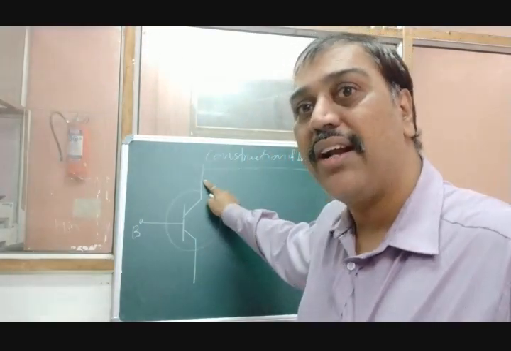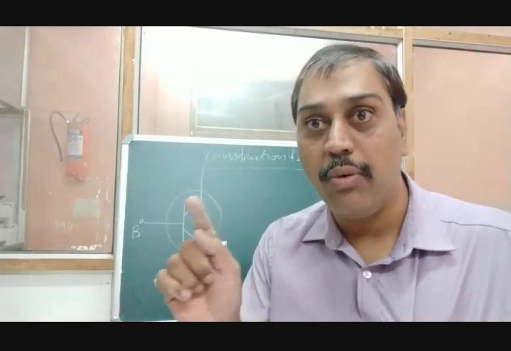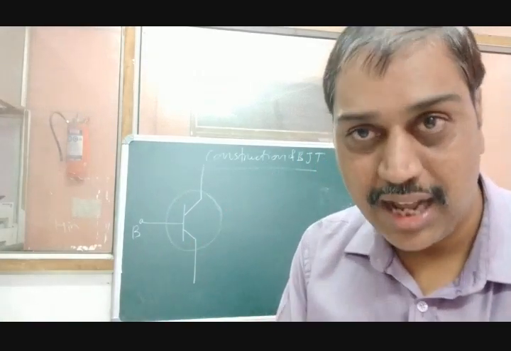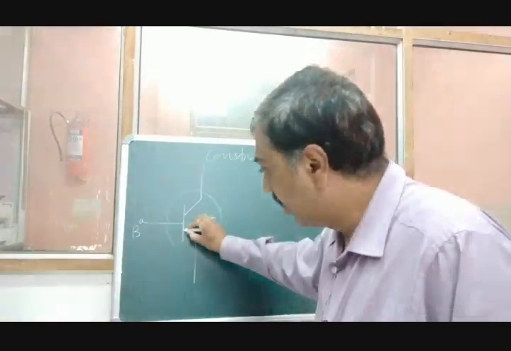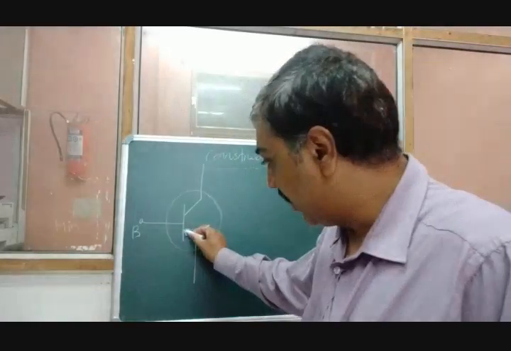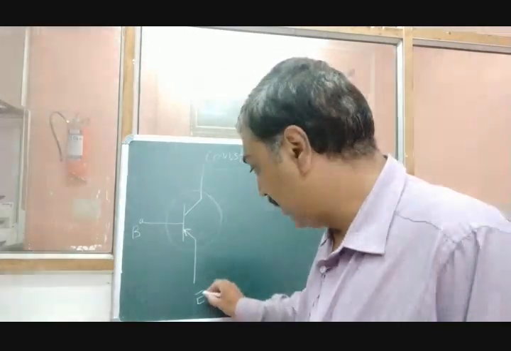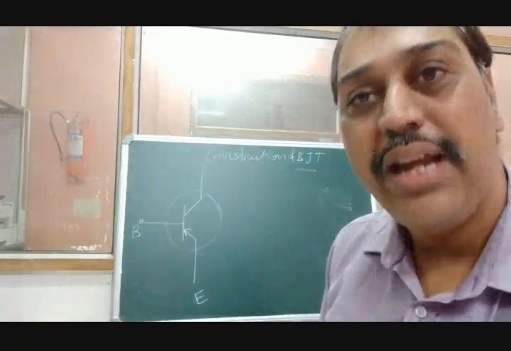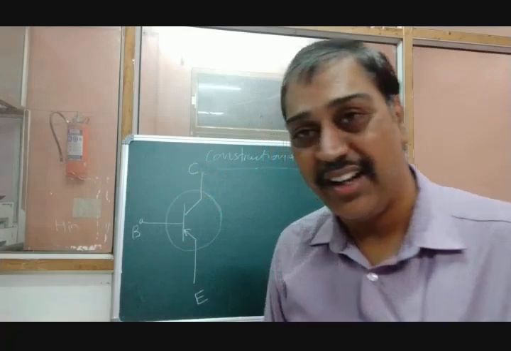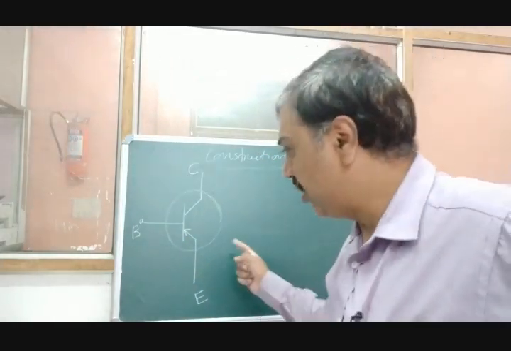How to identify collector and emitter? Collectors and emitters are identified in terms of the arrow. The emitter always has the arrow in the symbol, the collector doesn't have the arrow. Suppose I have made the arrow here, moving inside towards the base, then definitely this terminal has an arrow, so it is said to be the emitter. Is that clear? If it doesn't have an arrow, by default it is said to be the collector. Did you get it?